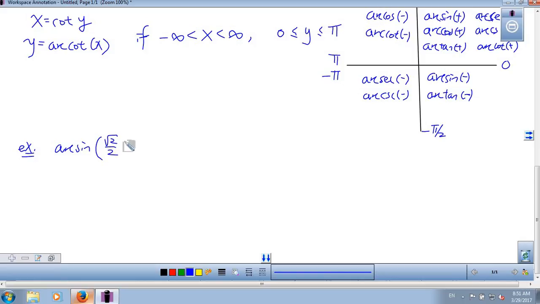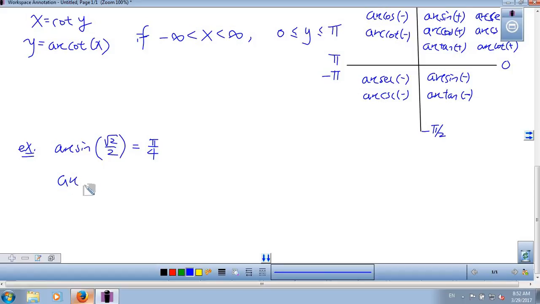Arcsine of square root 2 over 2, which means that it will return an angle in quadrant 1 that has a sine of square root 2 over 2. Now, if you remember your unit circle, you should know this is equal to pi over 4. So the angle is pi over 4.